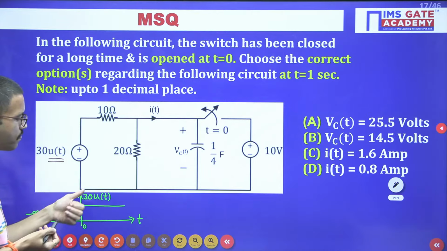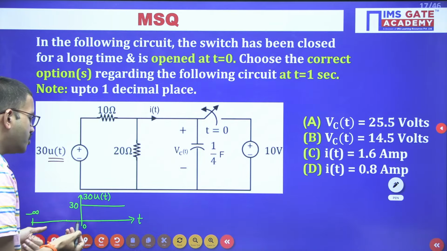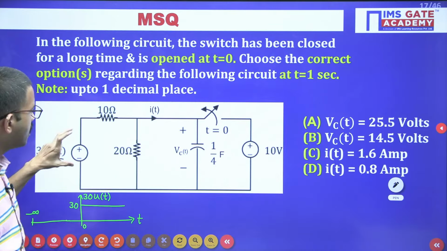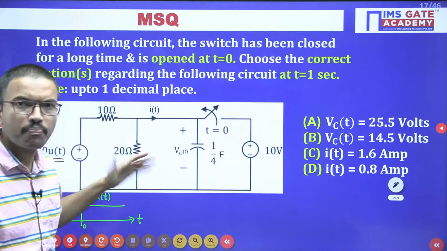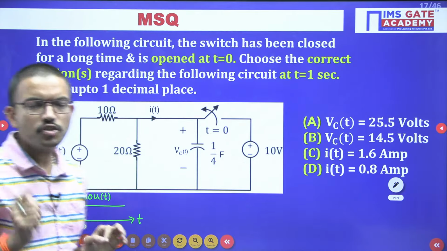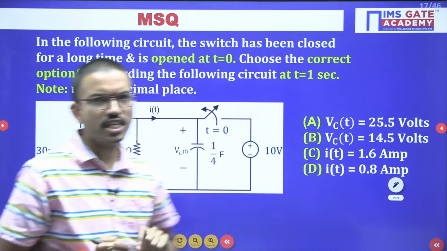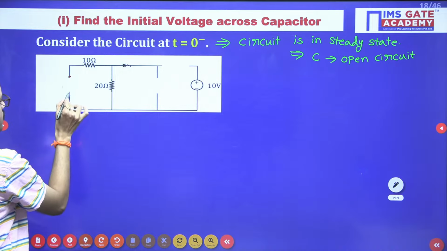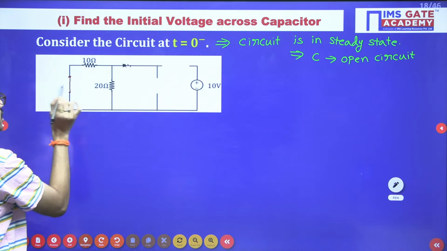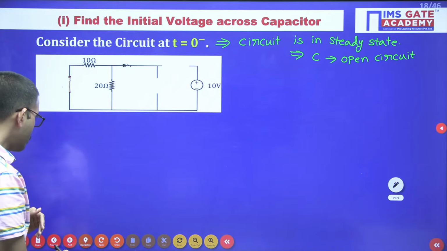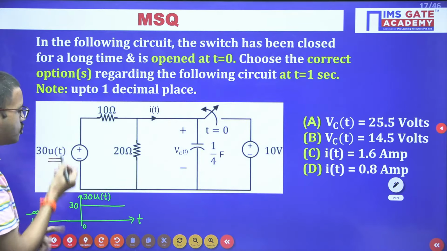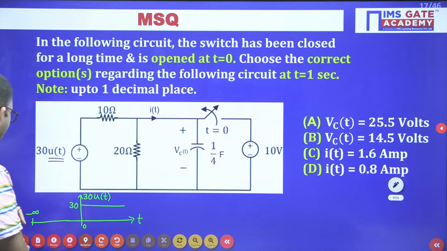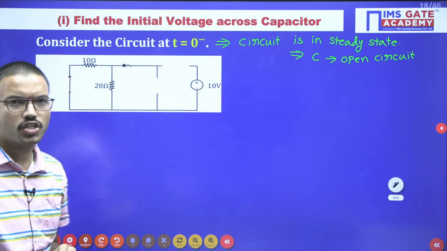So the u of t value at t equal to 0 minus is 0, right? Since this value is 0, if it were a current source, we could have made it open. But since it is a voltage source, whenever the voltage source value is 0, that means we have to short circuit the terminals. This is a very interesting thing. Up to t equal to 0 minus, u of t value is 0, and since the voltage source value is 0, we have to make the short circuit.